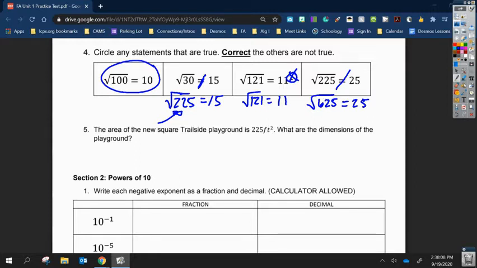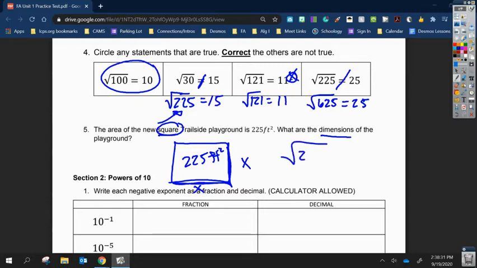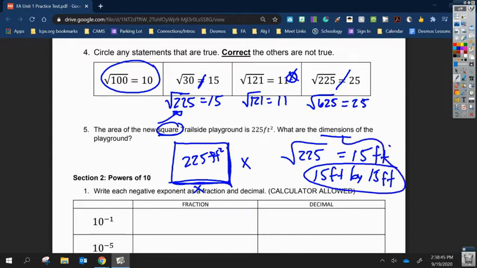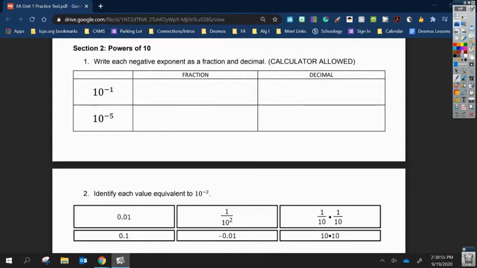Question 5 says the area of a new trailside playground in the shape of a square is 225 feet squared. So inside this square is 225 square feet. What are the dimensions of the playground? Of course, the word dimensions is asking for the length and width. Now, if we know it's a square, we know that this length and this length are the same. Therefore, this is a simple square root question asking for the square root of 225, which is, as we've mentioned, 15 feet. So it's 15 feet by 15 feet if we're looking to write the full dimensions of the square playground.